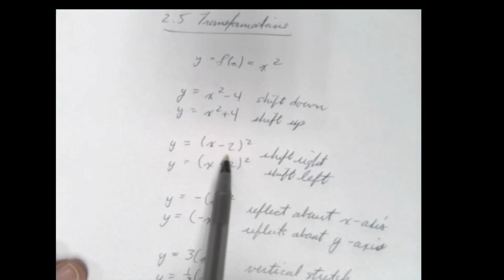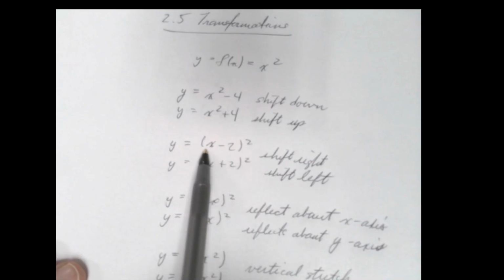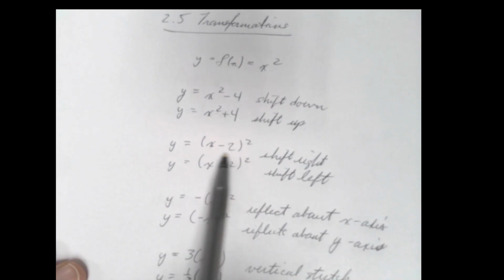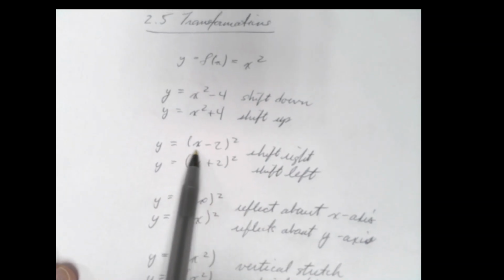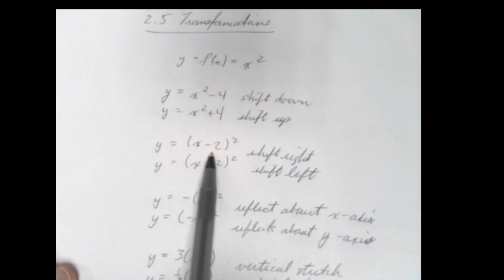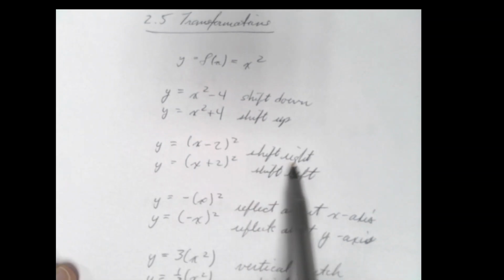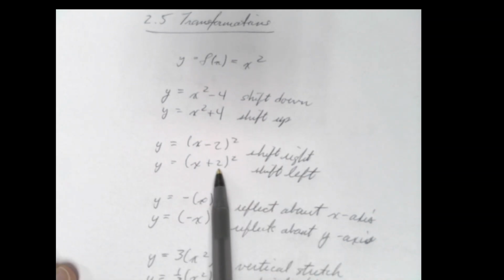If the transformation involves something inside the parentheses where x is, then it moves the graph left and right. Okay, so if inside the parentheses it's a negative 2, it'll shift it right. If it's a positive 2, it'll shift it left by 2.